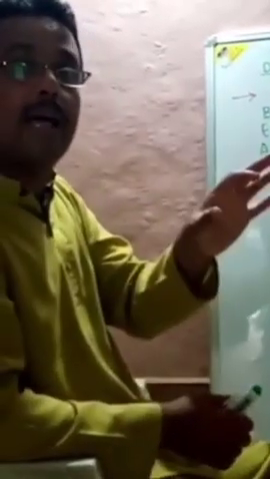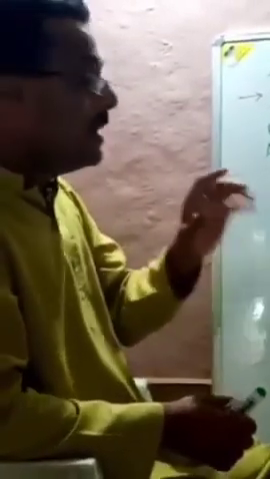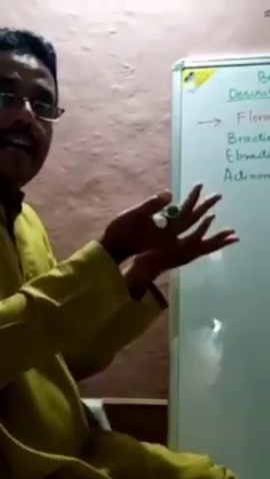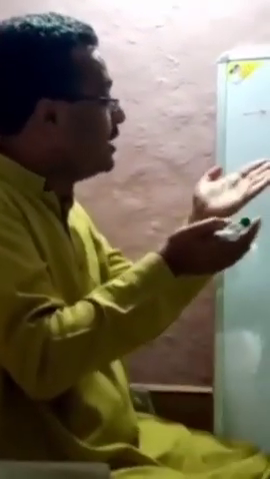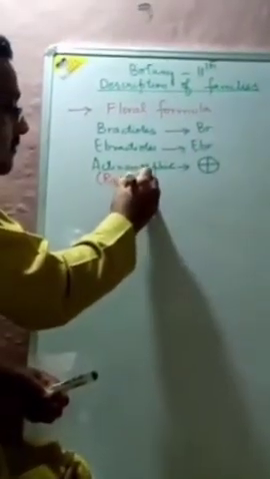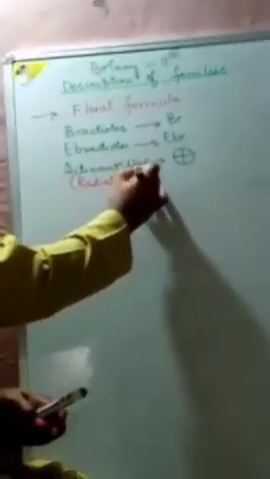This actinomorphic signifies that the flower can be cut into two equal halves in any plane, whether longitudinal or vertical, any way. In whichever plane we cut that flower, we will get equal halves. Sometimes we also write it as radially, that is, radially segmented, radially divided. That is called actinomorphic.